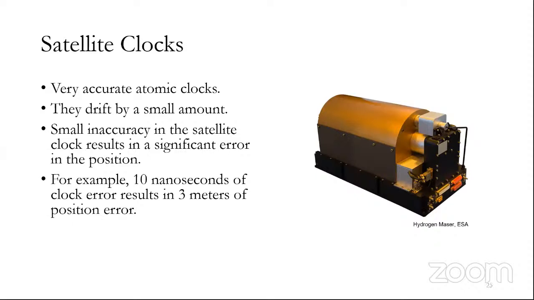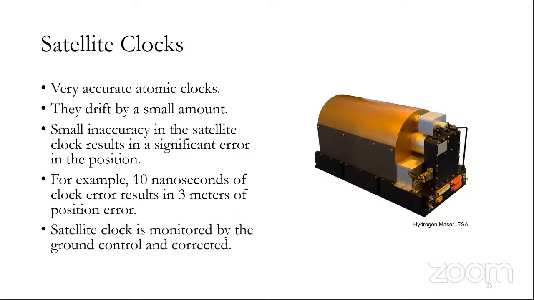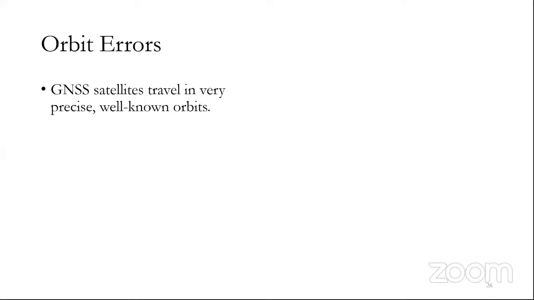And so what happens is that the ground segment, the ground control segment, who have more accurate atomic clocks, will compare their clocks to the ones on the GNSS satellites. And if they notice that there is any discrepancy, they will modify the clocks on the satellites to remove this error.